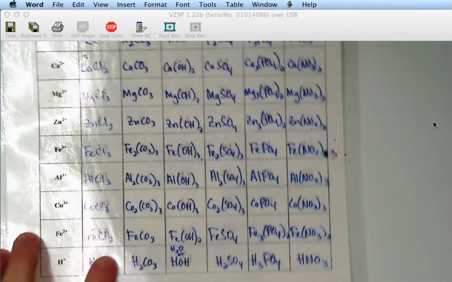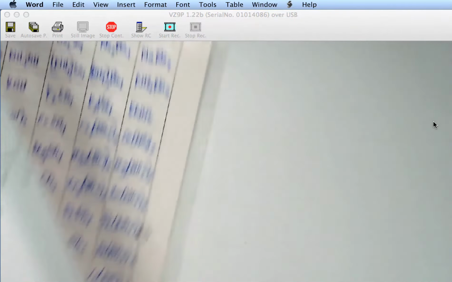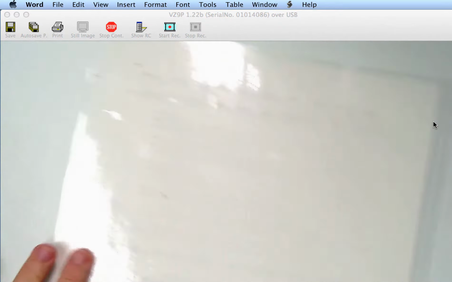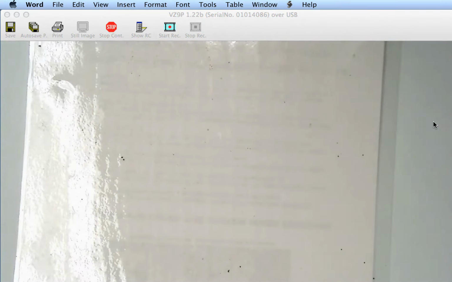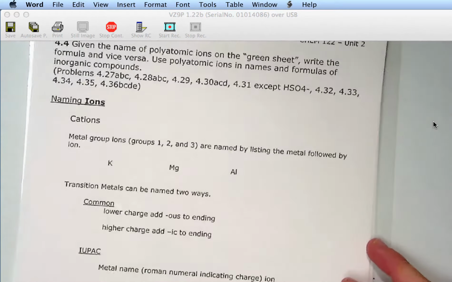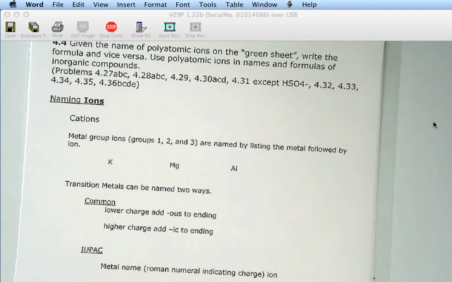I know I like it, but I might be a little biased. I liked chemistry because it was hard. I know it's hard to believe, but it didn't come easy to me. I definitely had to work at it. Now it's easy because I've been doing it so long, but you would get to this point too. Okay, so naming ions.